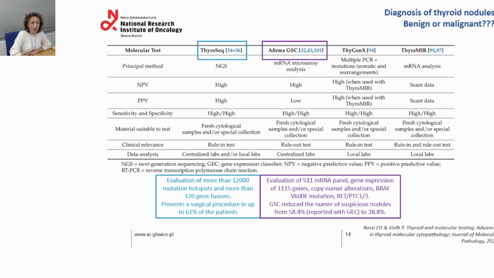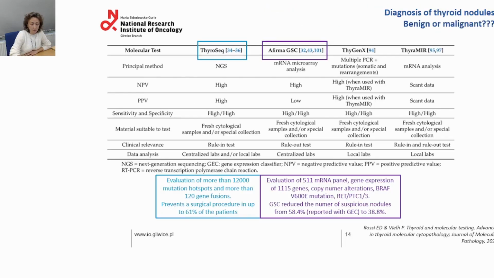The Afirma test was first developed in 2011. Since then, many things have changed. It was improved, and now it enables evaluation of about a 500 mRNA panel, gene expression of more than 1,000 genes, copy number alterations, the BRAF V600 mutation, or RET/PTC1 and 3 rearrangements. However, it cannot detect TERT promoter mutations. ThyroSeq can, but Afirma cannot. And this GSC Afirma test reduced the number of suspicious nodules from about 60% reported by its previous version, GEC, to about 40% of cases.